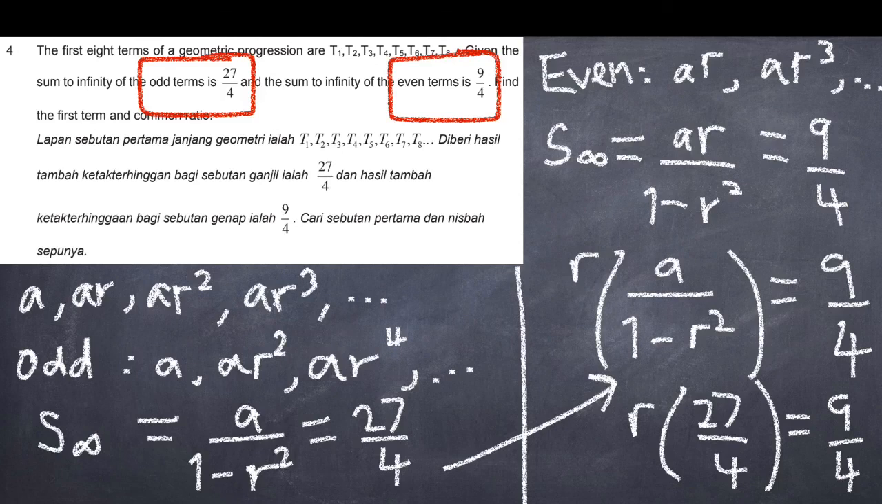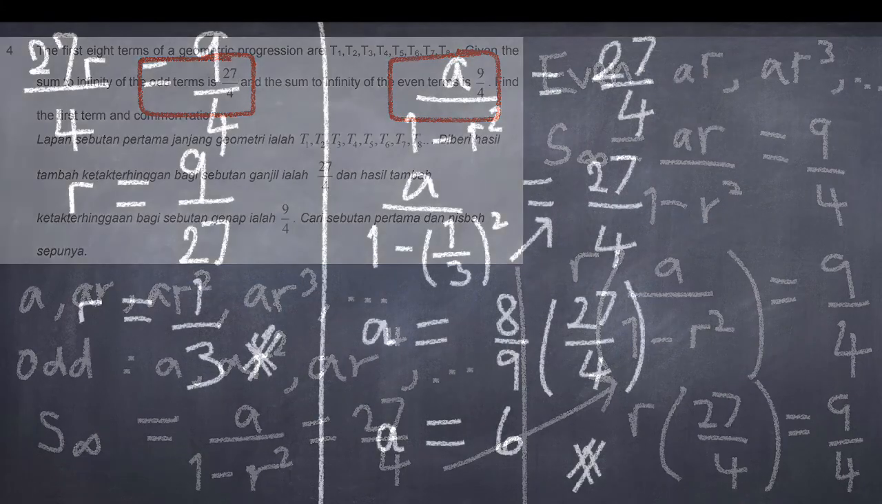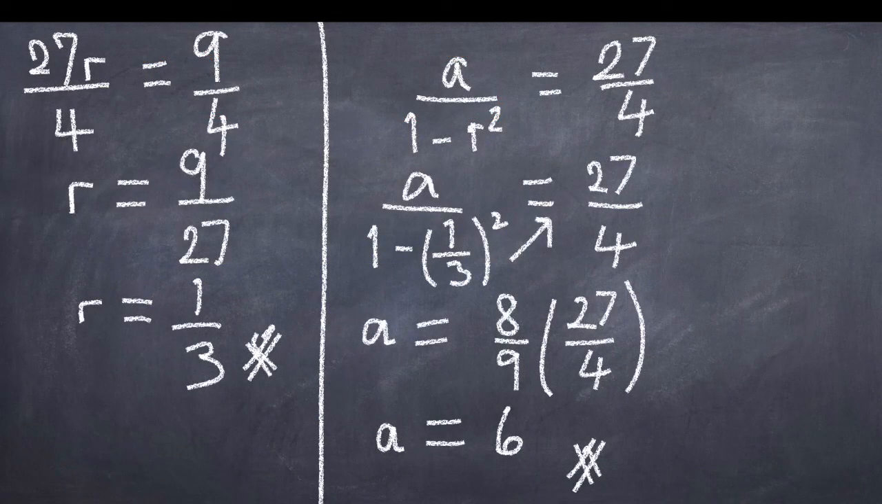Right, I substitute, first I factorize, so I have r bracket a over 1 minus r². So I substitute my 27 over 4 into that particular expression because it's similar. So now we have r bracket 27 over 4 equals 9 over 4. Alright, now we have 27r over 4 equals 9 over 4. You cancel the 4, so you have 9, and you bring over the 27, so you divide 9 by 27, which is 1 over 3. So the final answer for the common ratio is 1 over 3.